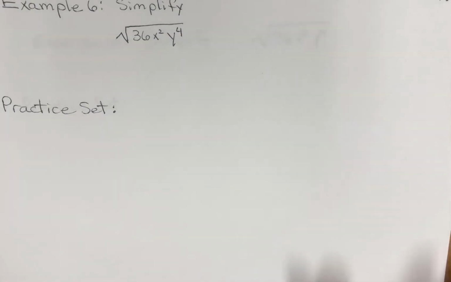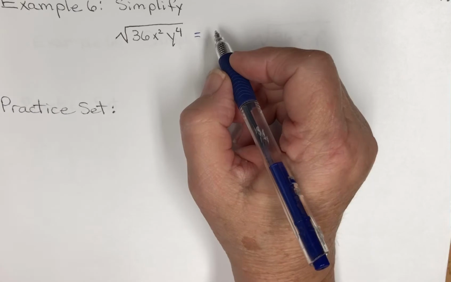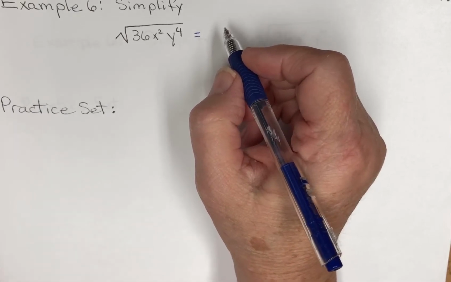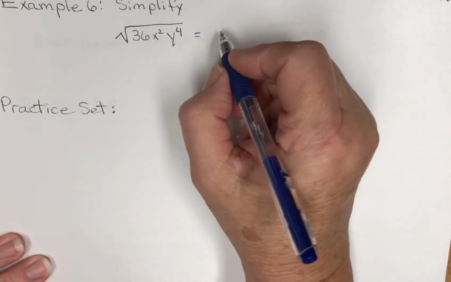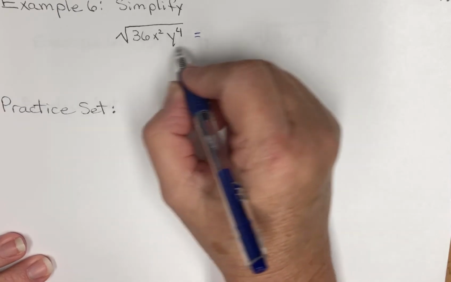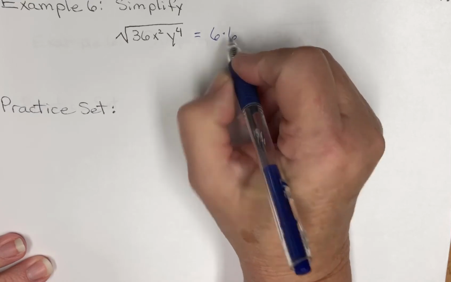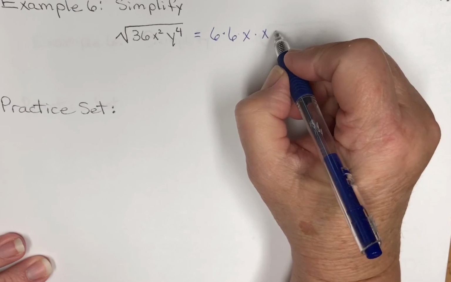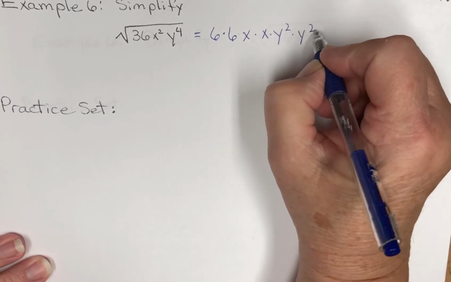So here we are in example 6. And to figure this out, we would want to expand this number in a way that would make it easy to solve. You could expand it all the way, but we can see what this is. 36 is 6 times 6. X squared would be x times x. And y to the fourth would be y squared times y squared.